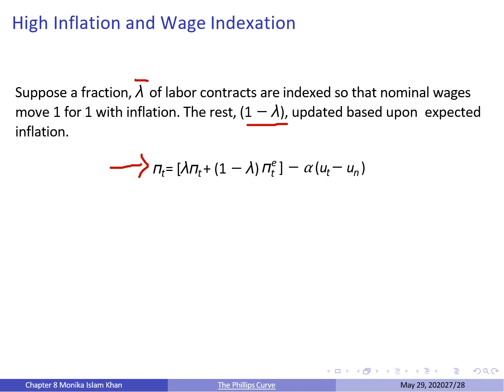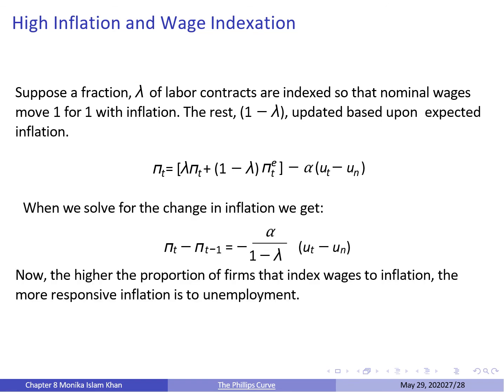The first term in brackets reflects the fact that a proportion lambda of contracts is indexed and thus responds to the actual inflation rate, pi t, and a proportion 1 minus lambda of labor contracts respond to the expected inflation rate, pi t e. When we solve for the change in inflation, we get this following equation. This equation tells us that the higher the proportion of firms that index wages to inflation, the more responsive inflation is to unemployment.